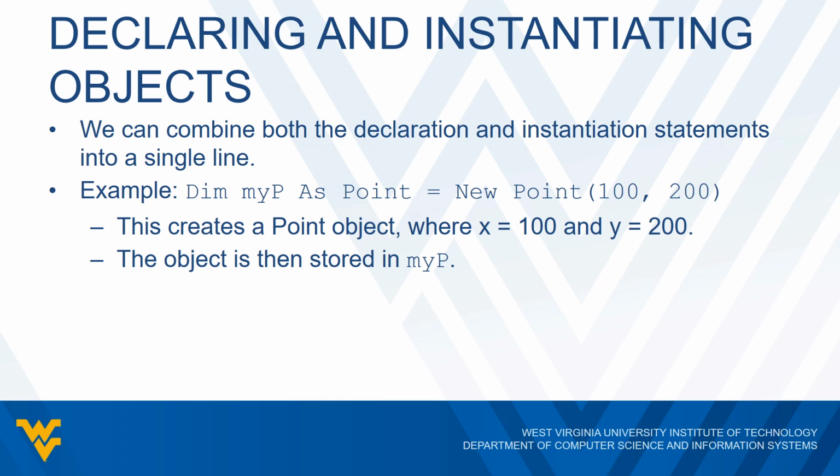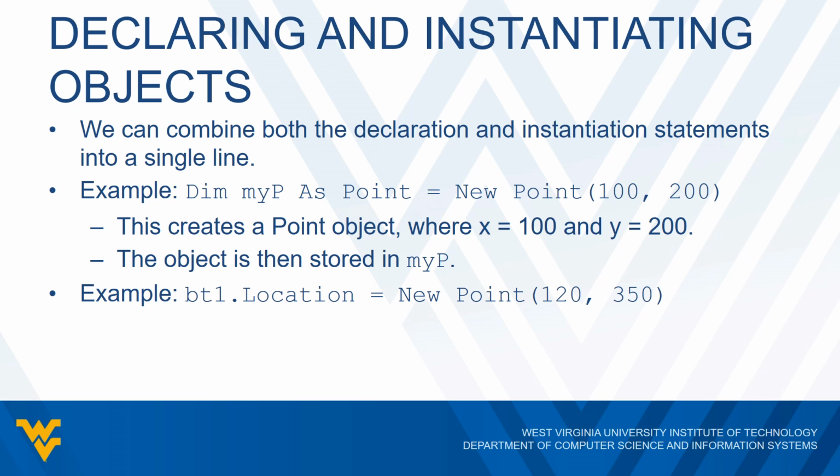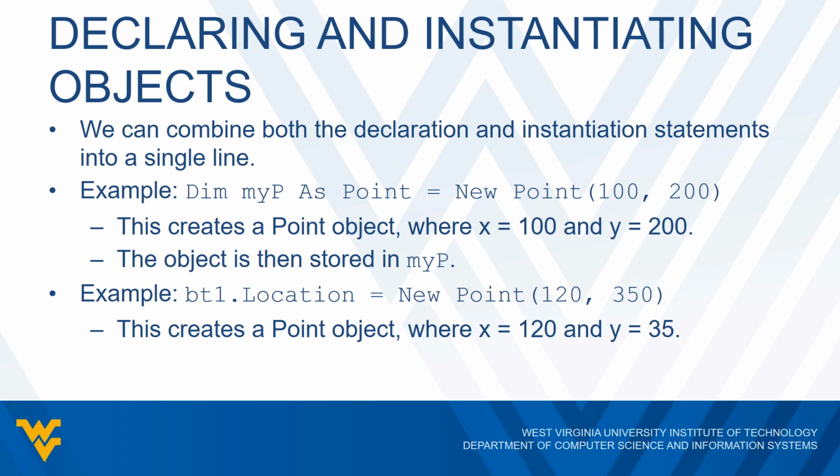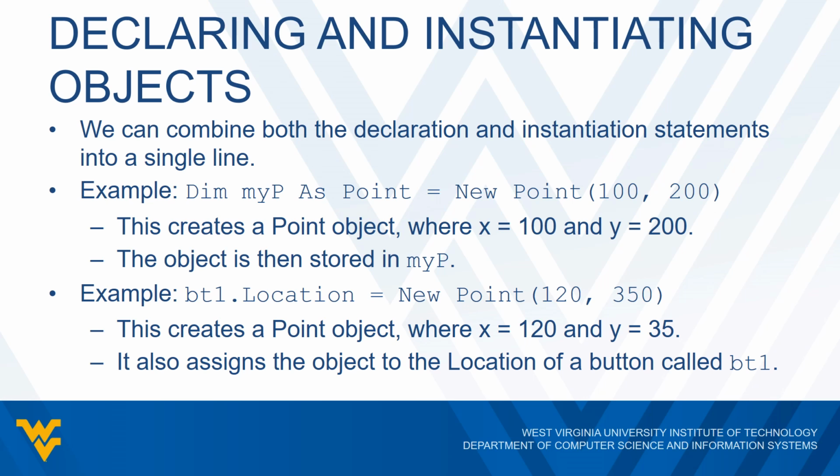Let's say we're dealing with a button, and we're trying to determine the location of that button. So we can have the following code right here. So BT1 is a button, and remember there is a location property, and this is where we would actually store the XY coordinates. So the way we do that is we can create an object of the point structure. So this will create a point object where x is 120 and y is 35. So that gives us our x and y coordinates, and then it's going to assign that object to the location property of some button called BT1.